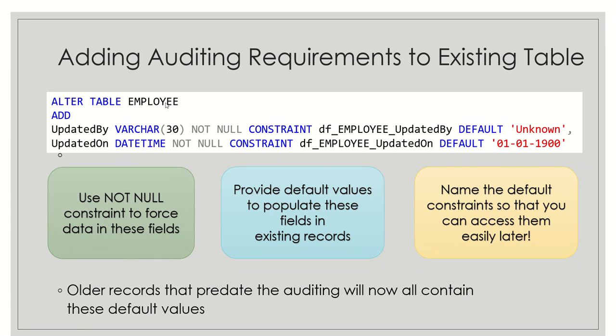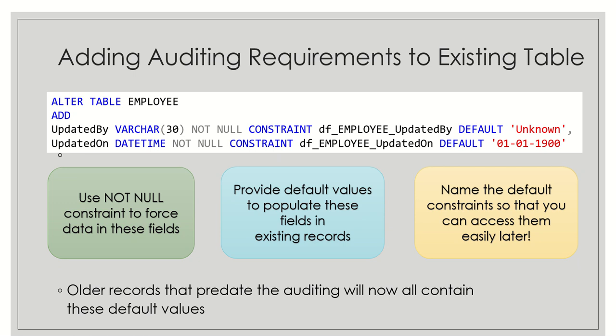Now, oftentimes, if you do want to allow for anonymous users to make updates, then yes, you would want to default that to the current date and time. So really, it's a judgment call based on the rules that you're living with in the real world. By the use of defaults, older records that predate the auditing would contain these default values.